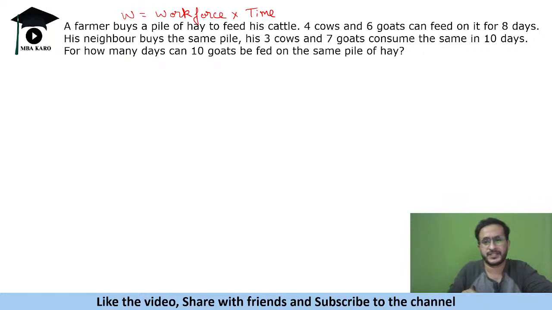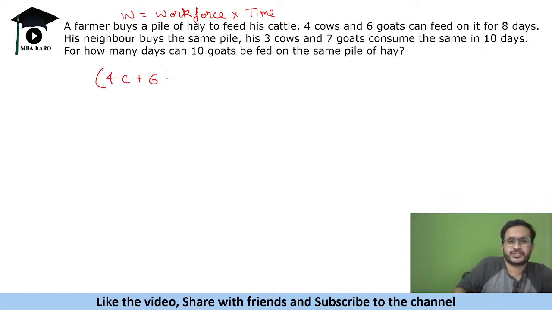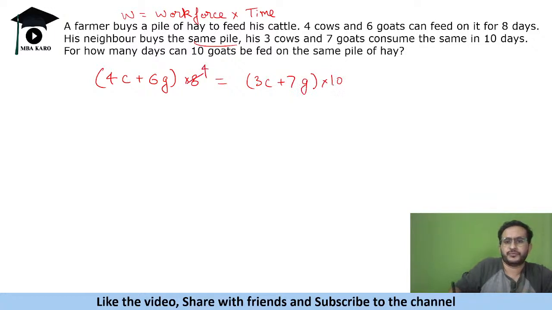So in the first case, if you talk about it, these are 4 cows plus 6 goats, they can feed for 8 days. Now they have the same pile, so that means 3 cows plus 7 goats into 10 days. Okay, so 4 to 5 times. So we'll find in terms of one of these. So we get 16 cows plus 24 goats is equal to 15 cows plus 35 goats. So we can say that one cow is equivalent to 11 goats.